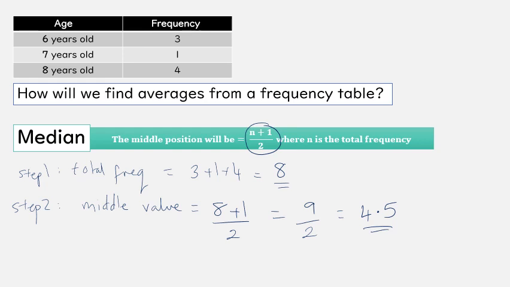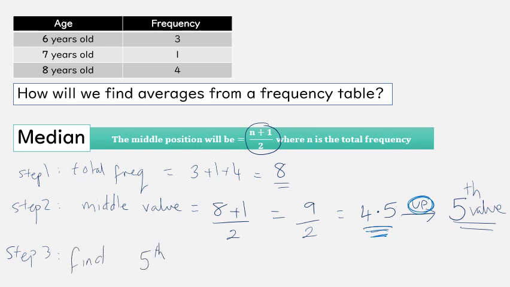When we get to this point here, what we're going to do is always round up. So 4.5 rounded up goes to 5. So actually we're going to be looking at the fifth value. So if you get to this point here where you've got a 0.5, always round up. Now we can carry on as normal. Step 3, we've got to find where the fifth value lies in the table.